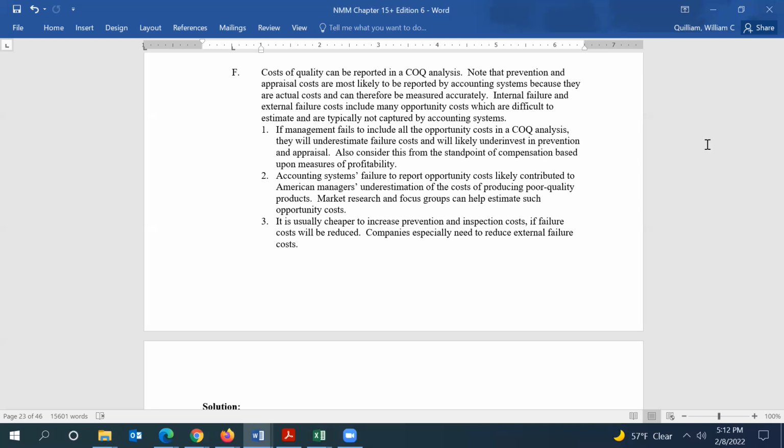So any questions here? It's a dark classroom. So we have the external failure cost of that obviously defective light sensor.